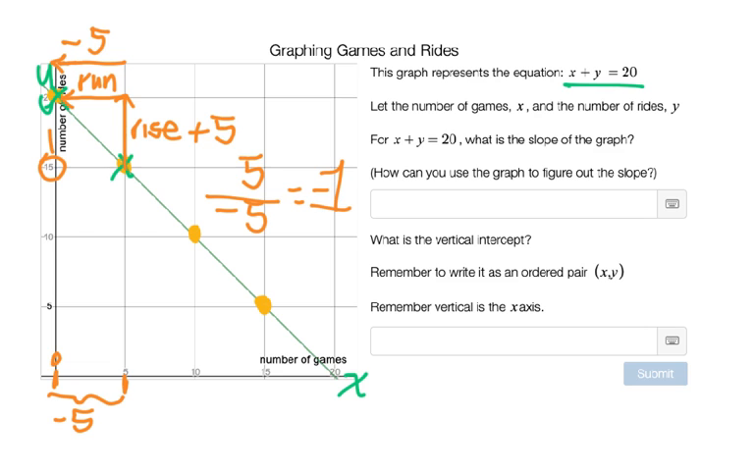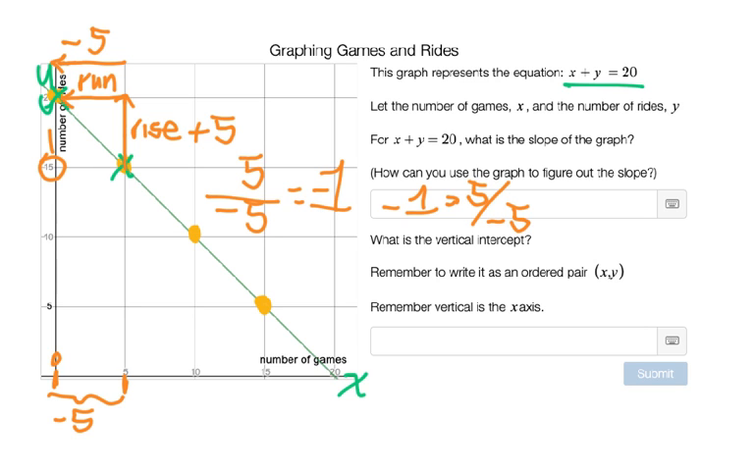So I just used my graph to figure out my slope. How did I use the graph? I used it by using rise over run. So now, what is my slope? Negative 1. All right? Could I have written 5 over negative 5? Absolutely, I could have written that as well. All right, so now let's keep going.